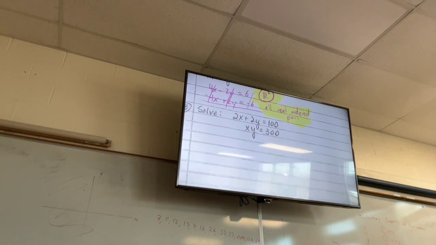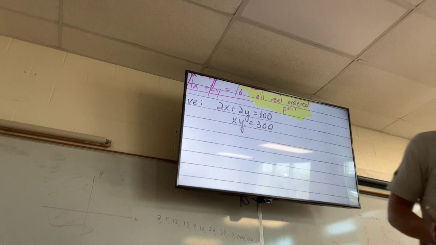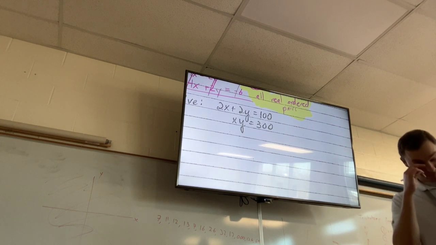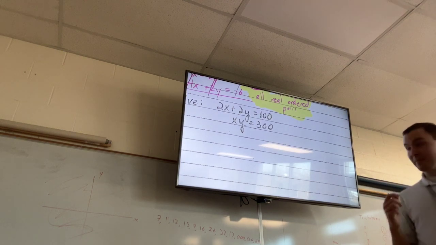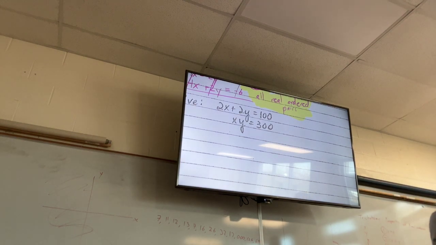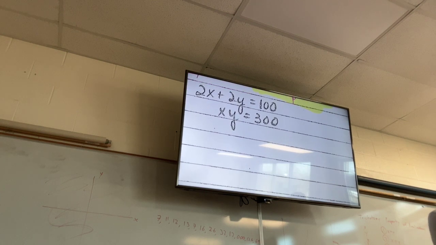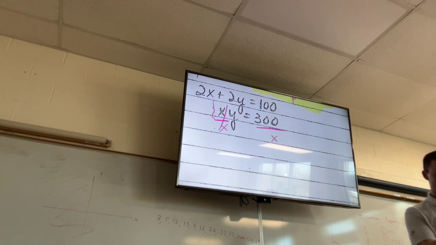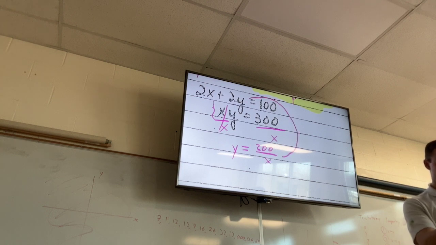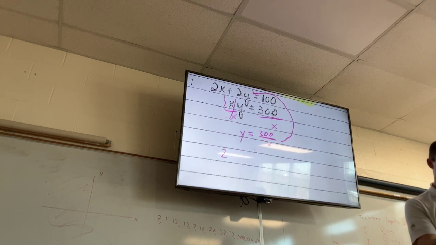All right, solve this guy right here. Solve this guy. So you can't use elimination, right? So you got to use what here? You got to substitute, yeah. So let's solve this guy for y, okay? So divide by x. You get y equals 300 over x. Then plug that in up here. So we have 2x plus 2 times 300 over x equals 100.